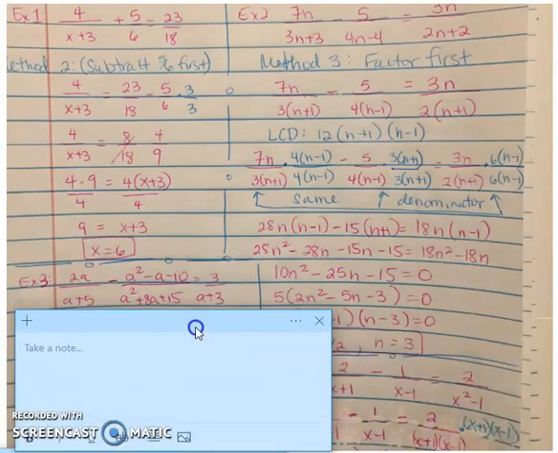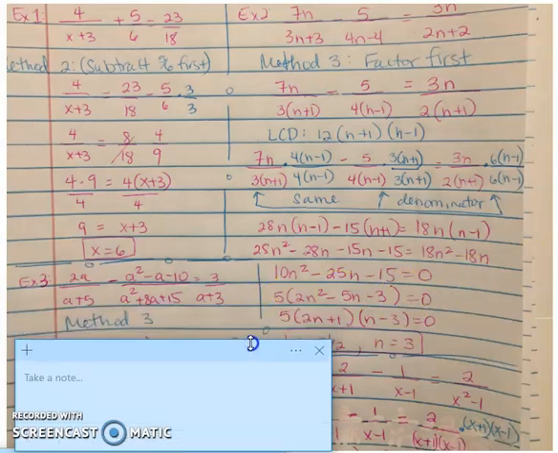For example 3, we have this equation. For this one, I'm going to use method 3, which is the exact same one that I used just now. So you can go ahead and pause your video and try this one on your own and see if you can do it.